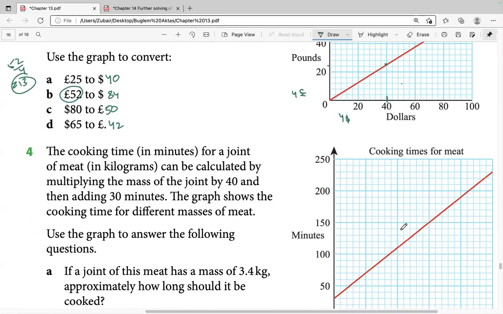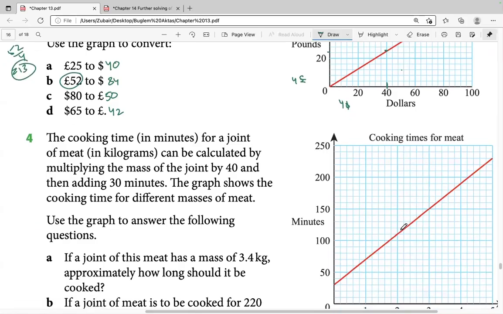Okay. The cooking time in minutes for a joint of meat in kilograms can be calculated by multiplying the mass of the joint by 40 and then adding 30. The graph shows cooking time for different masses of meat. Before we move on to the graph, we can write the equation for this. Whatever the mass is, we multiply it by 40 and then add 30. So basically this is the y-intercept. So cooking time equals 40 into mass plus 30.